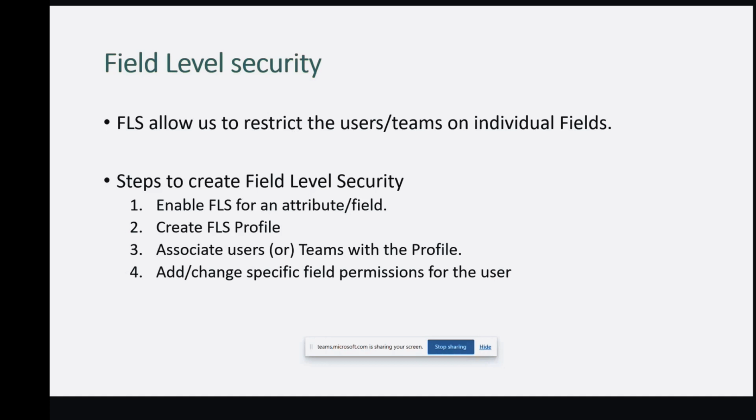And field level security means whenever you want to apply security on a single field on any entity, then you can go for field level security. Here are the steps. Whenever you want to enable field level security for any field, first you need to go to the entity and the field and enable field level security for that field. Then you create the field level security profile under security, assign the teams or users to whom we need to apply that security, and give the permissions. The basic field level security permissions are create, read, and update.